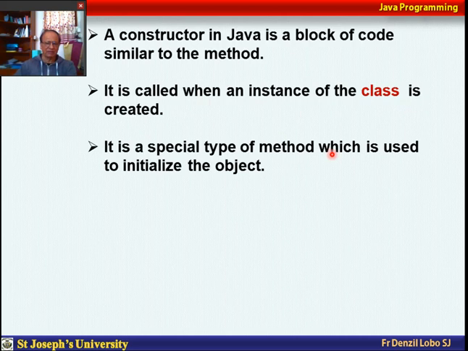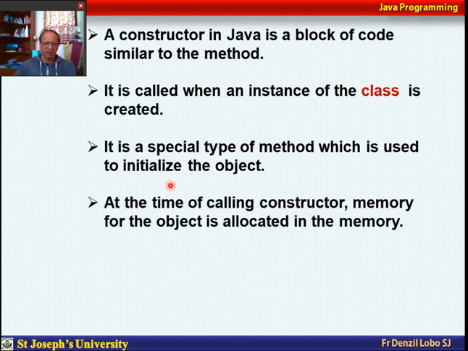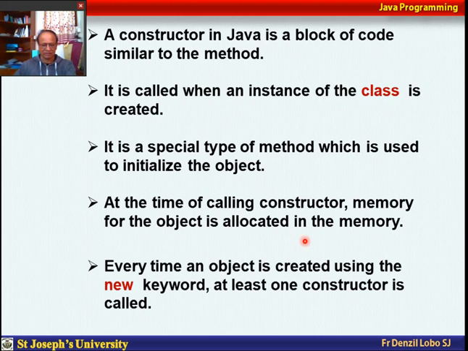It is a special type of method which is used to initialize the object. We will come to know now what kind of method it is and why it is special. At the time of calling a constructor, memory for the object is allocated. That is very important to know because we are declaring some variables, and those variables have to have certain memory allocated, and that is done by the constructor. Every time an object is created using the new keyword or operator, at least one constructor is called.